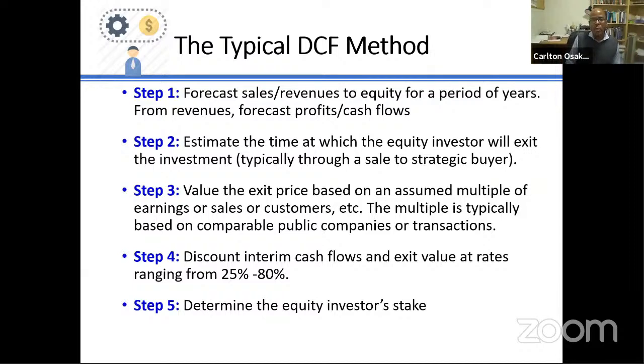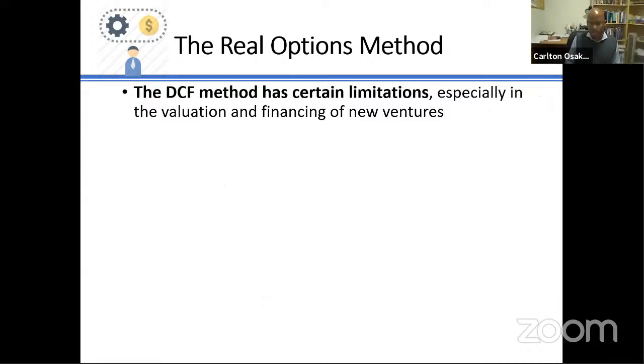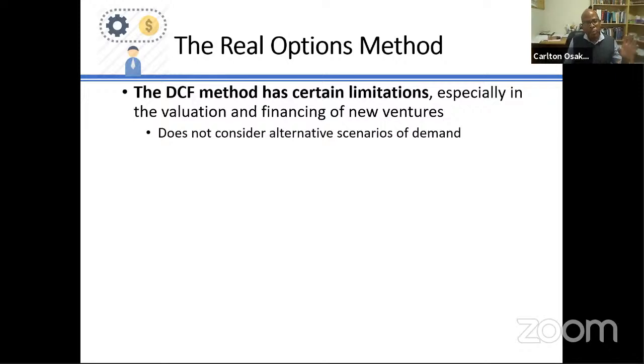Okay. So the discounted cash flow method, okay, while it's the most commonly used method, there are certain limitations with it. And this is especially when dealing with the valuation of new ventures, okay? So, and here are the main limitations of the DCF. One is the discounted cash flow method really works on what are called expected profits or expected cash flows in the future.